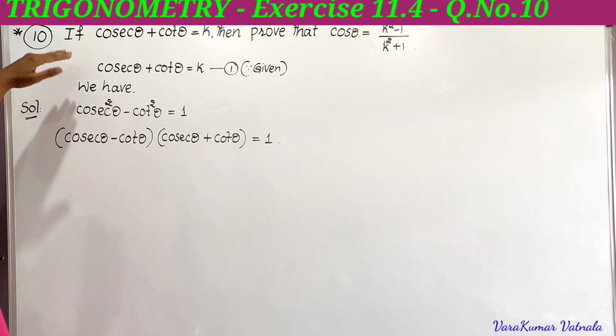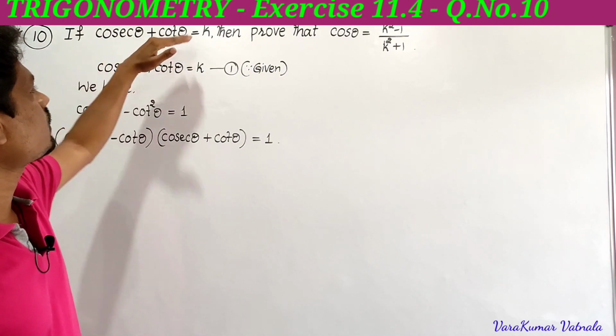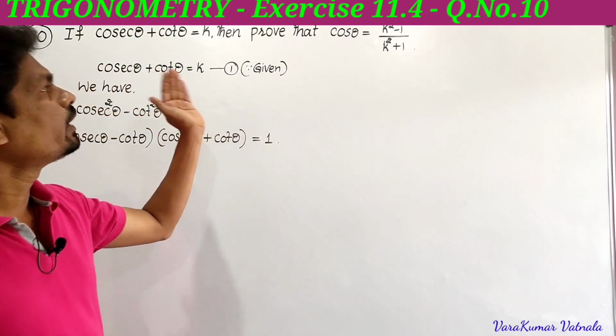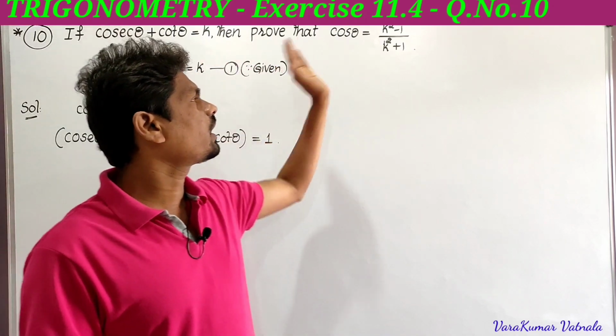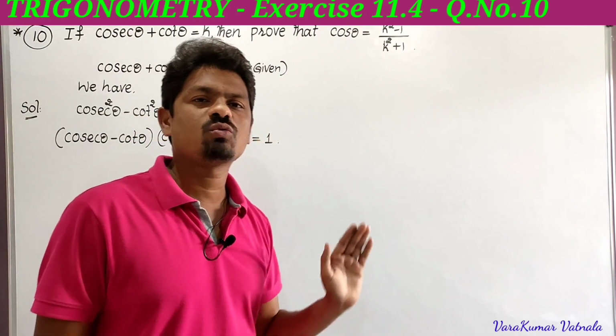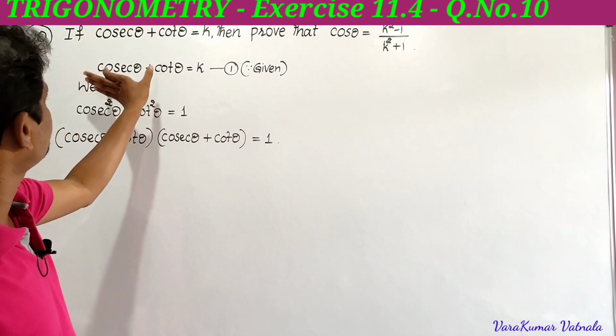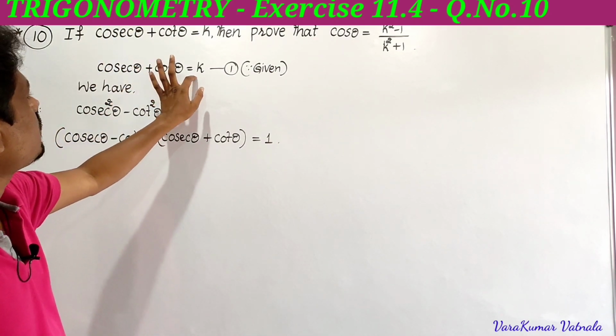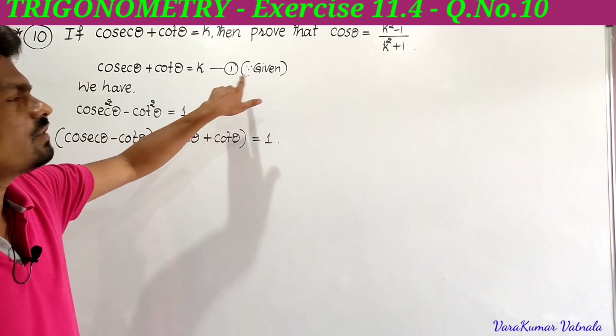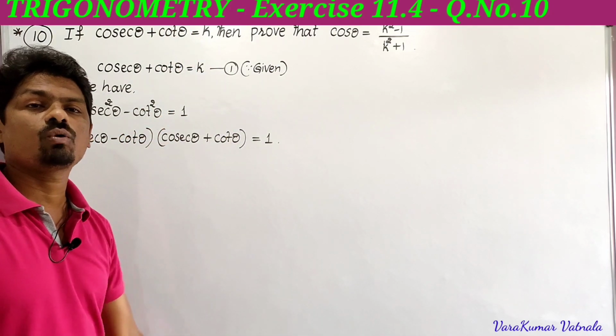See here what he is asking. If cosec theta plus cot theta equal to k, then prove that cos theta equal to k square minus 1 by k square plus 1. So what he has given to us is cosec theta plus cot theta equal to k. Let it be equation number 1.